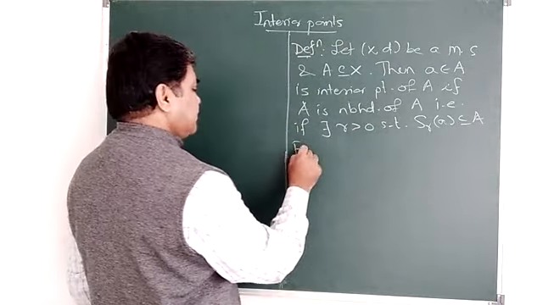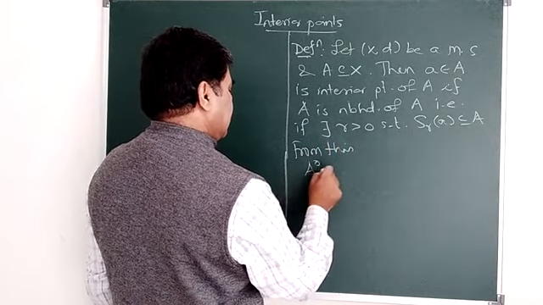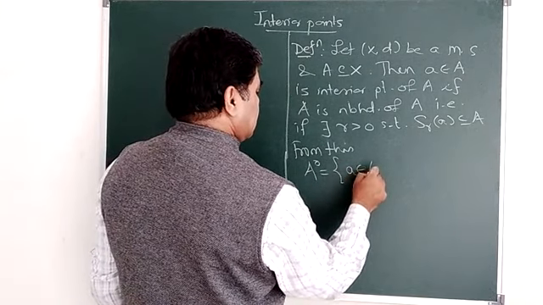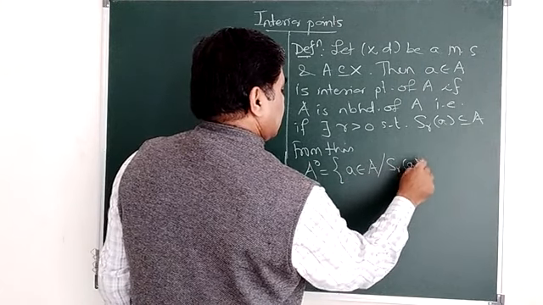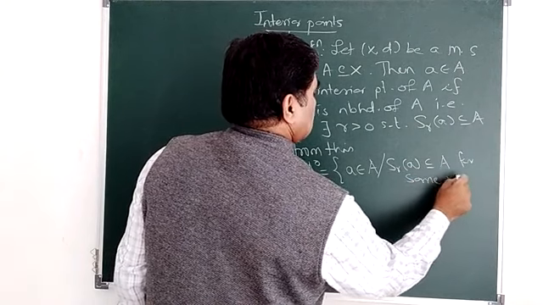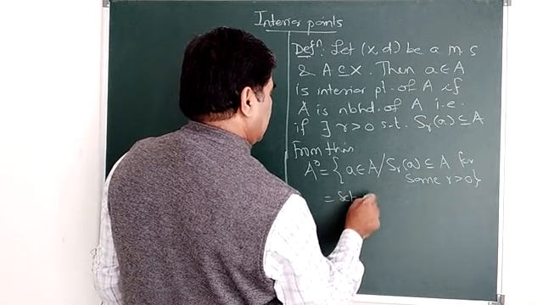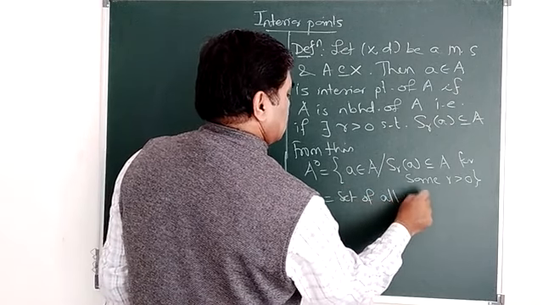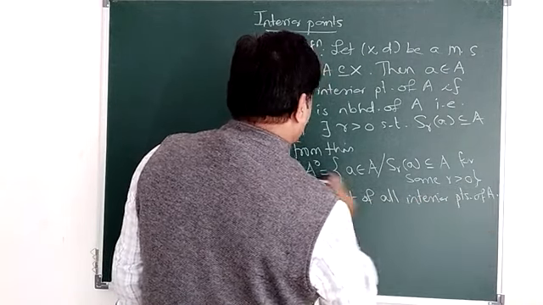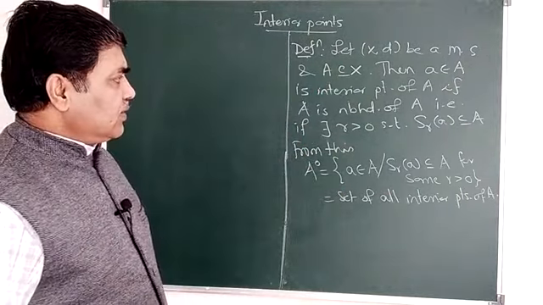From this, the interior of A is equal to the set of a belonging to A such that S_r(a) is contained in A for some r greater than 0. This is the set of all interior points of A. So this is the notation for the interior point set.